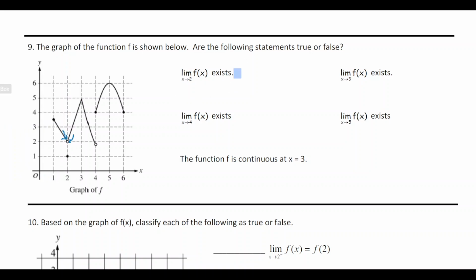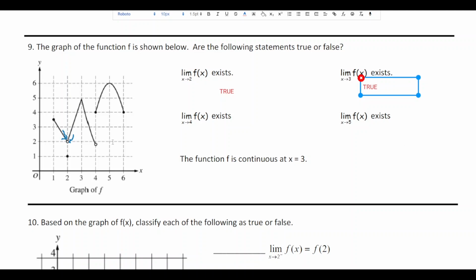Oh, so this is just true false. It's not actually asking what it is. Oh, so this will be even easier. So yeah, this is true. Does the limit when x approaches 3 exist? Yeah, in fact, it's continuous there. There's really no problems there. There's no point of discontinuity or anything like that.